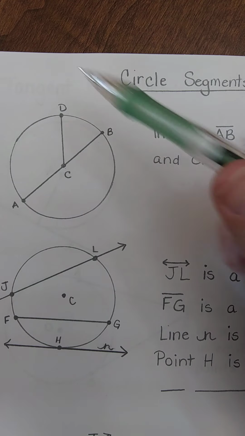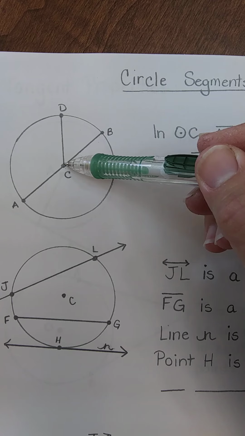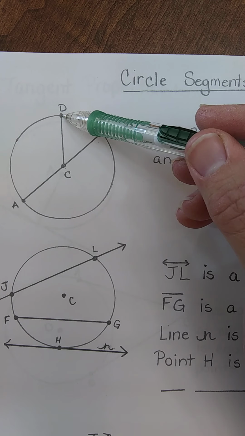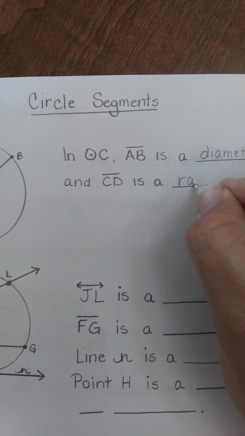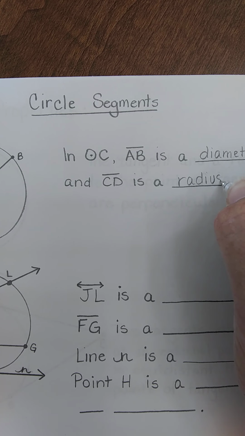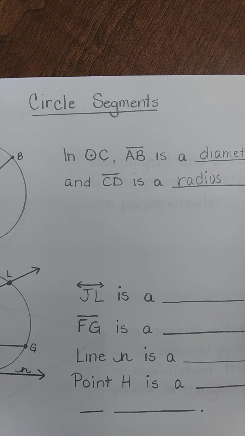And CD in this diagram, so from the center out to point D, so from the center to the circle, is a radius. And you've used those in the past when you have found circumference, area, those types of things. So those two I would expect to be familiar vocab terms for you.